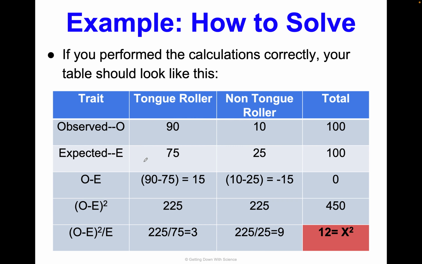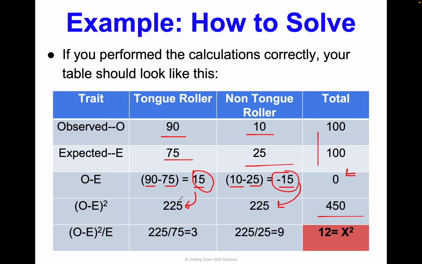So let's take a look at this chart all filled out. So we have 90 that can roll their tongue, 10 that cannot. But what we expected with our 3-to-1 ratio is 75 should be able to do it, and 25 shouldn't. We got these totals here. Then we took the observed and subtracted the expected, and we got 15. Same thing down here. We observed 10, but we were expecting 25, negative 15. Total here, 0. Then we square it. So we're going to take 15 and square it. That gives us 225. And we'll take negative 15 and square it. Again, gives us 225. Here's our total.